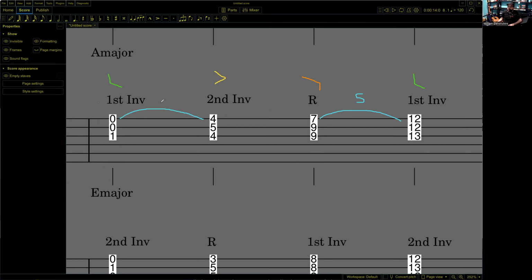Sorry, I should have made that clear to begin with. 4, and then 4 to 7, we have a 3. And there it is. It's the 5, 4, 3 again, but this time because we're not starting on the root, we're starting on the first inversion. It's going 4, 3, 5.